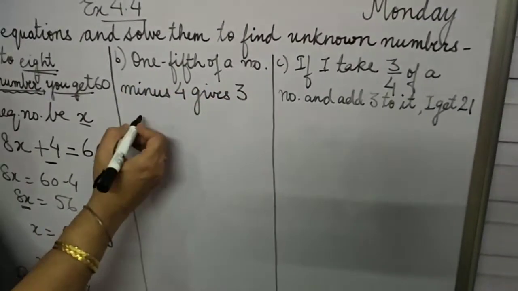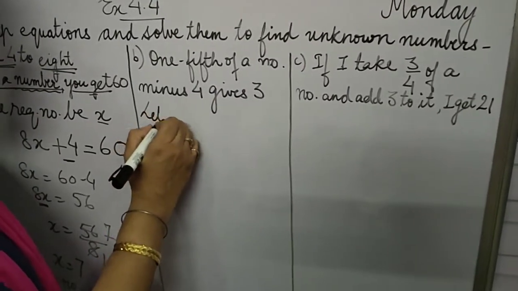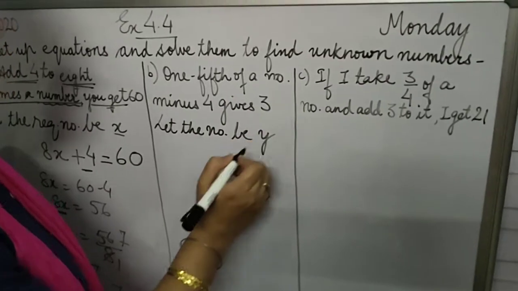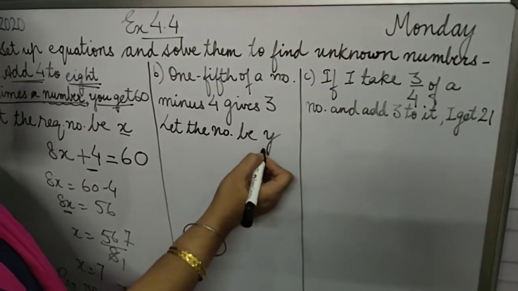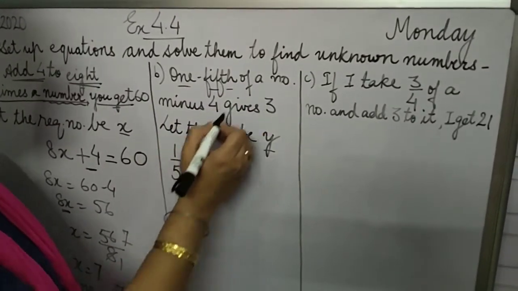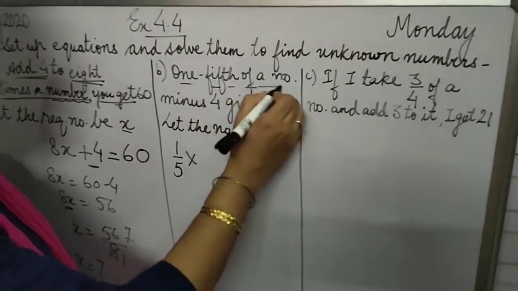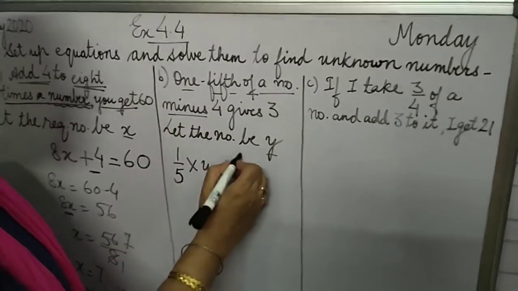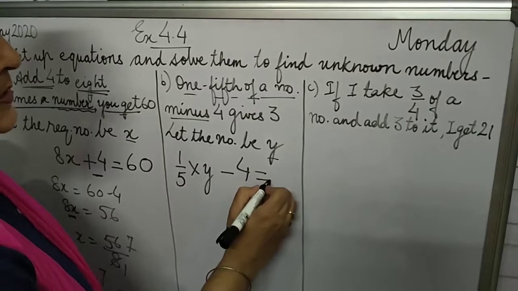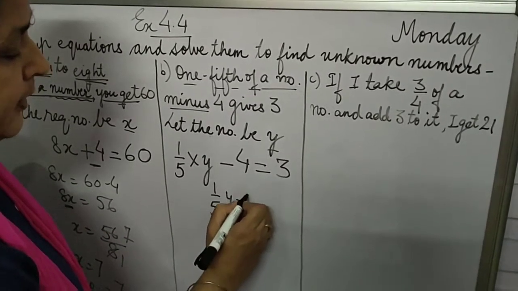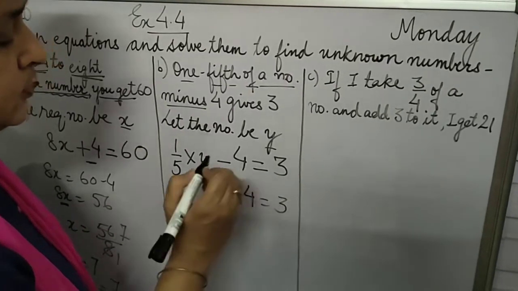Let us see B part. 1/5 of a number minus 4 gives 3. Let the number be y. You can take any variable as I have already told you. Now 1/5 means 1 upon 5. Of means multiply. Number we have taken to be y. Minus means subtraction, 4. Gives means is equal to 3. So our equation comes out to be 1 upon 5 y minus 4 is equal to 3.